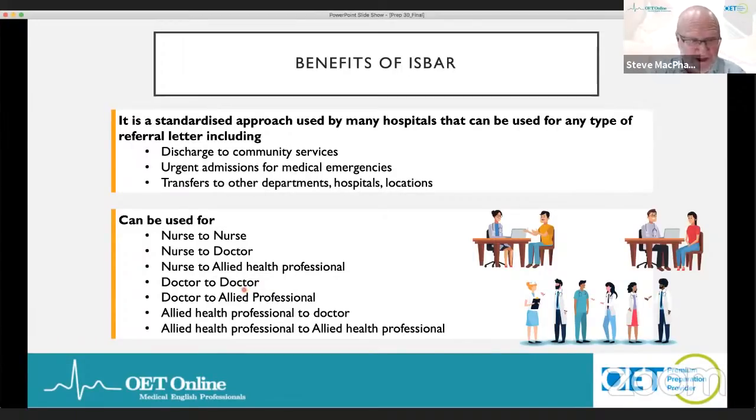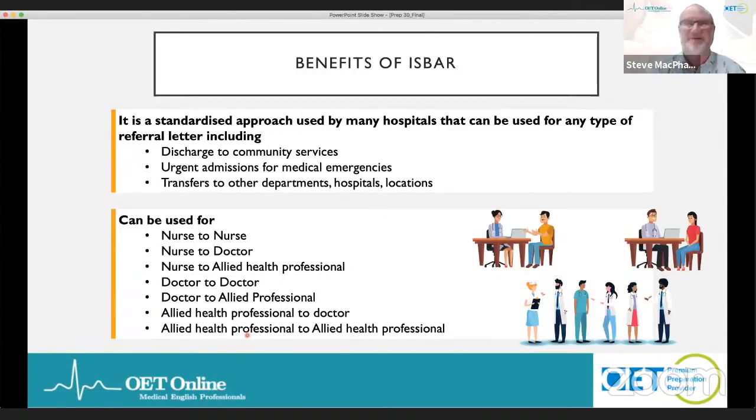Useful for doctor to doctor. I'm sure many doctors in the audience are aware of ISBAR. Useful for doctors to allied health professionals. Could be a doctor writing to a nurse, a doctor writing to an OT, a doctor writing to a dietitian or a physiotherapist. It helps you focus as well. And also, allied health professionals often have to write for doctors. So ISBAR is a good tool for that. And finally, allied health professionals may be writing to other allied health professionals.